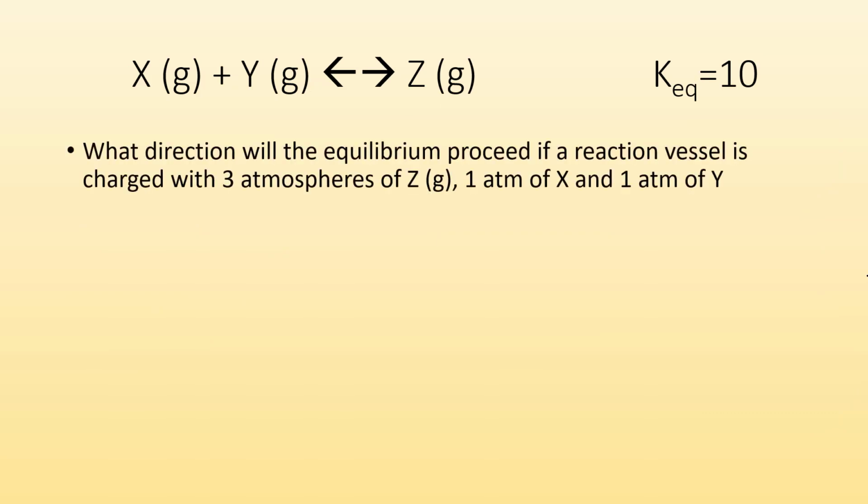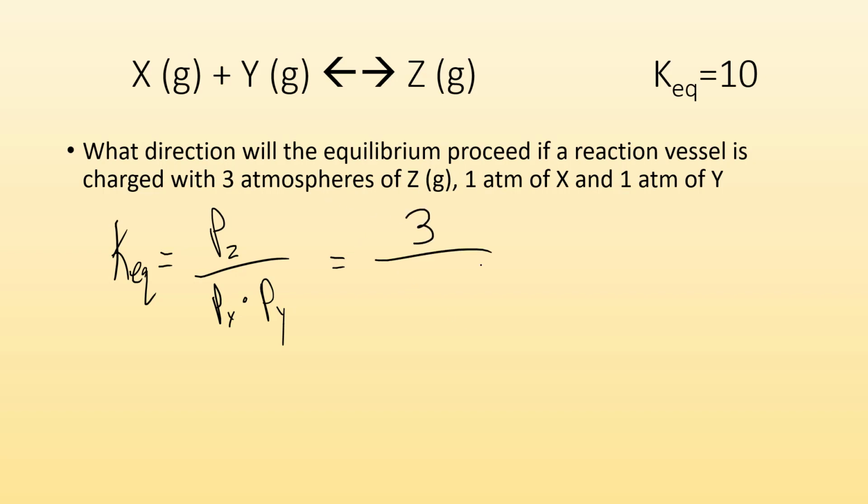What direction will the equilibrium proceed if a reaction vessel is charged with 3 atmospheres of Z, 1 atmosphere of X, and 1 atmosphere of Y, and they tell me the KEQ value is 10. So let me first figure out what my KEQ expression is going to be. It's going to be the pressure of Z divided by the pressure of X times the pressure of Y. So let me plug in the values they gave me. All right, 3 atmospheres of Z, 1 atmosphere of X, and 1 atmosphere of Y.